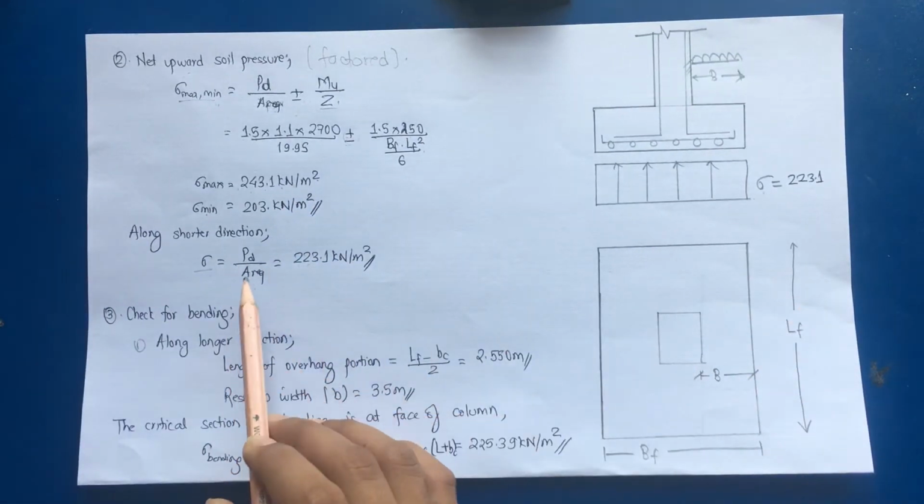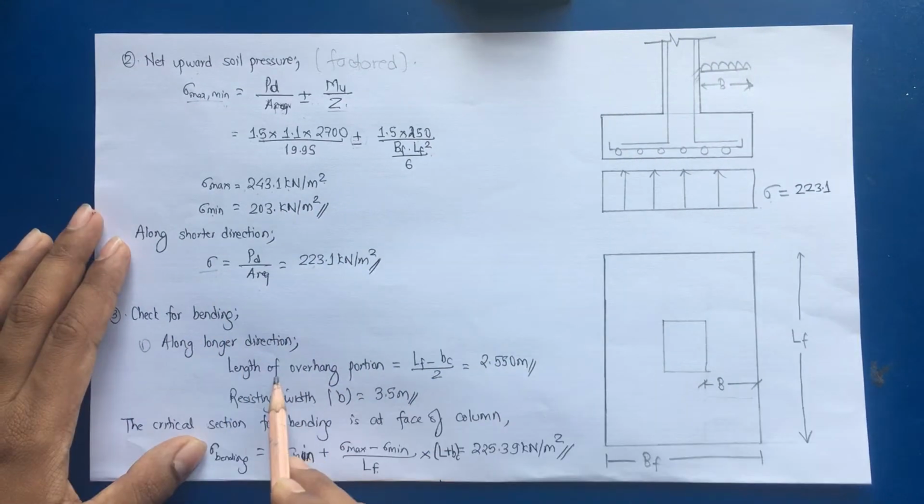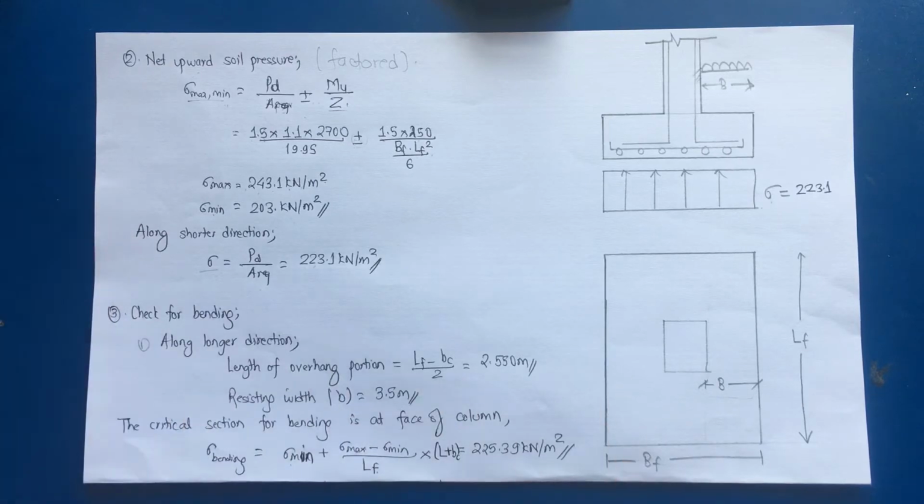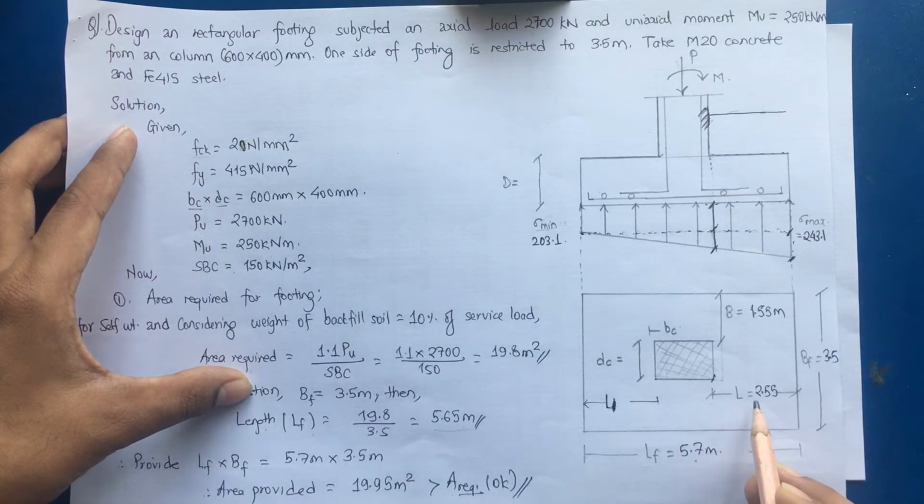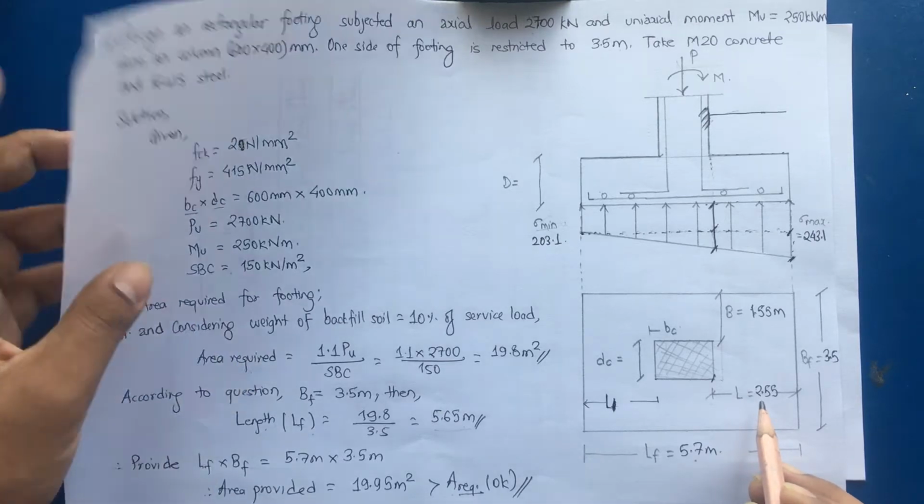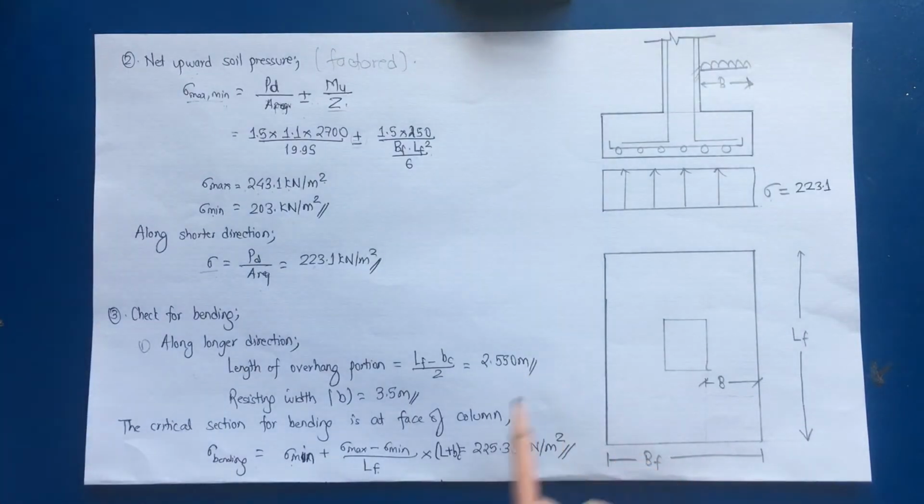So now the next step is to check for bending. Length of the overhang portion. So along the longer side, the length of the overhang portion, L, is equal to LF minus BC divided by 2. So this comes as 2.55 meter.